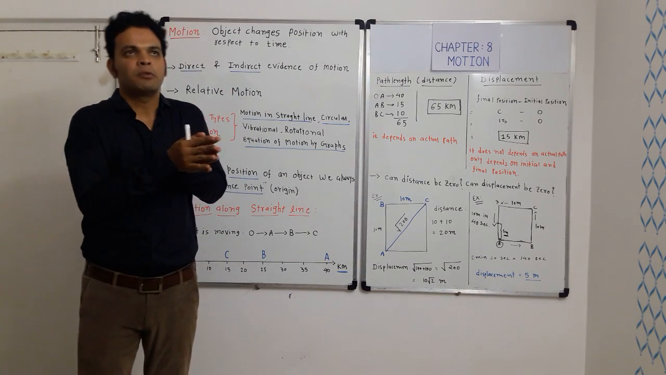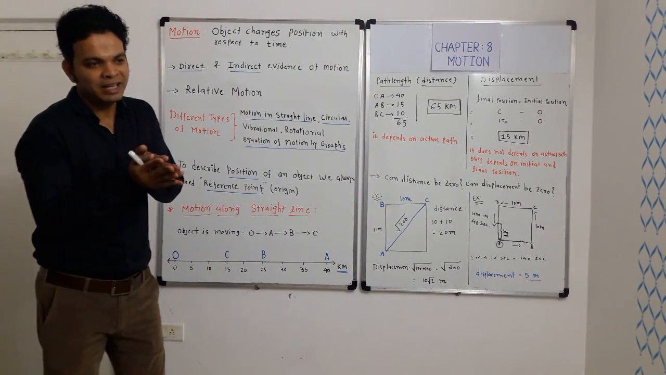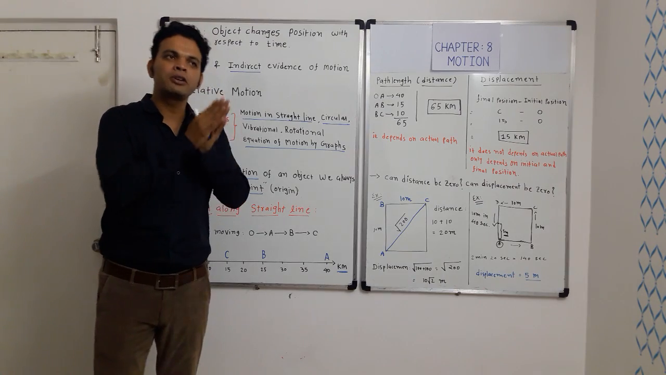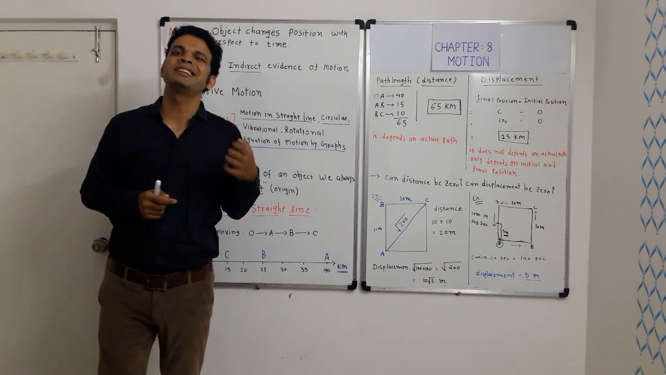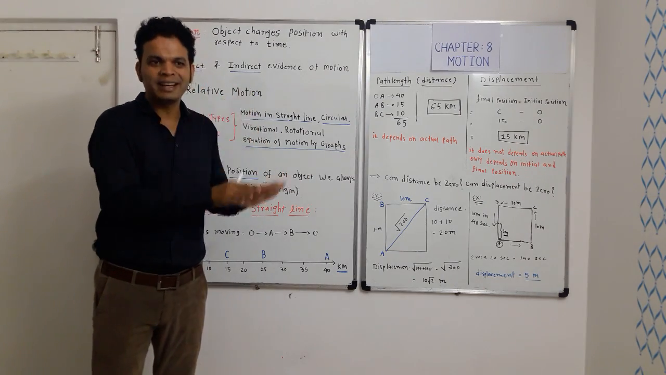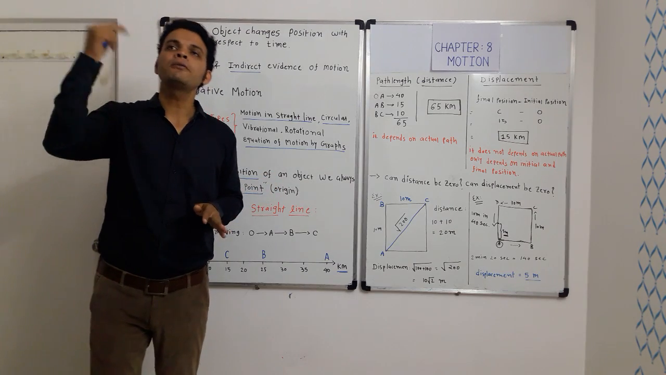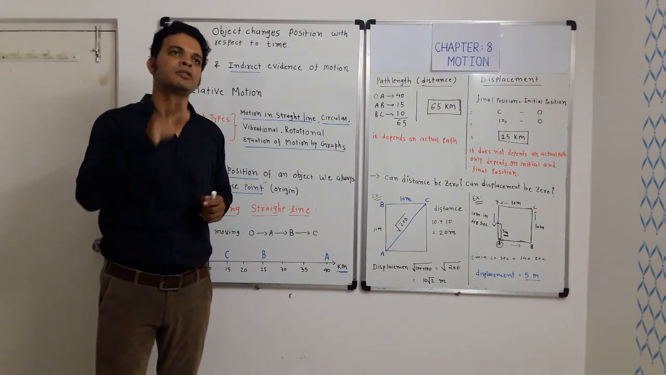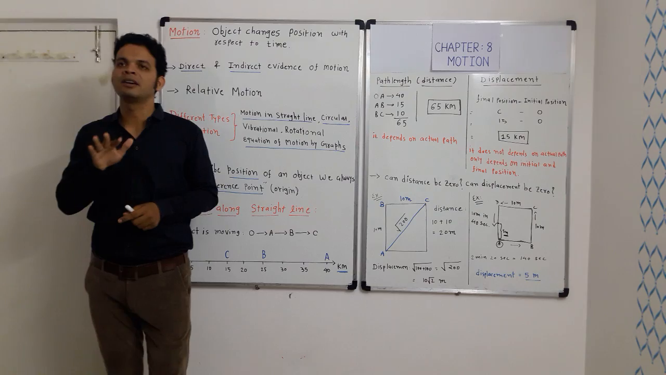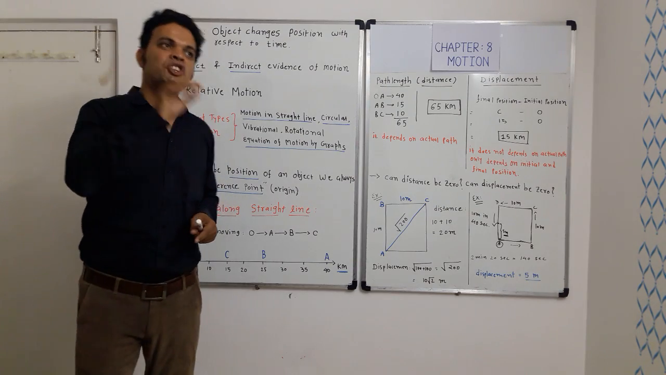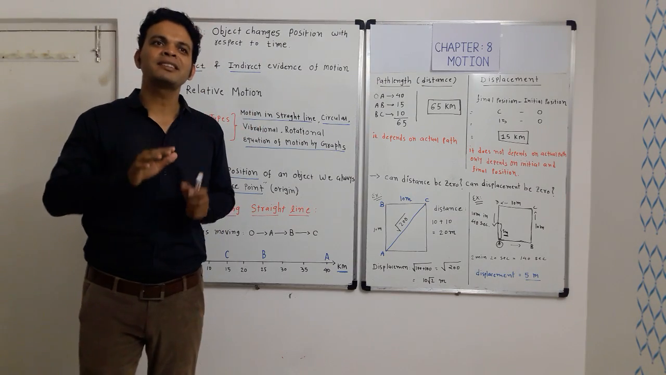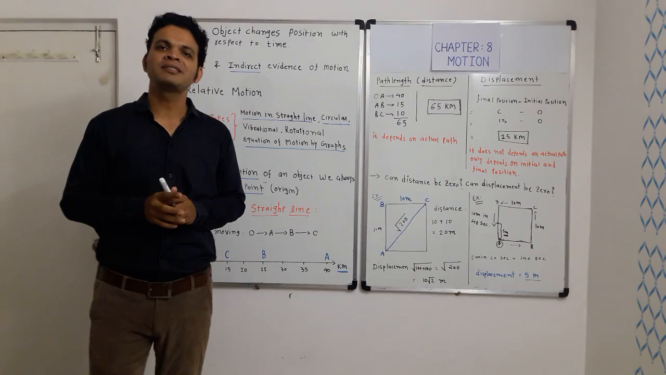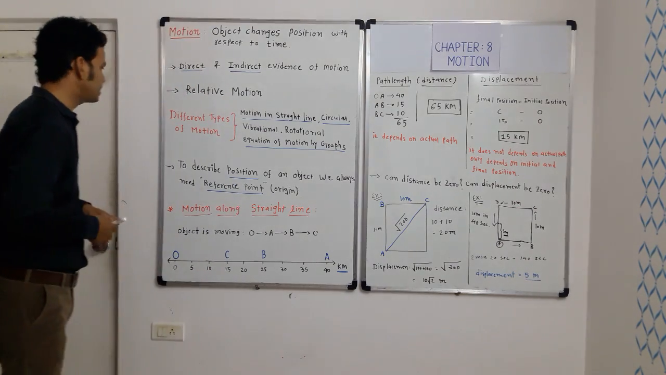So from one point of view, it is not motion. From your point of view, the person who is sitting next to you is stagnant. But from the point of view of another person who is not in the bus or the train, the motion is there. So motion is a relative term. Motion is a relative quantity.